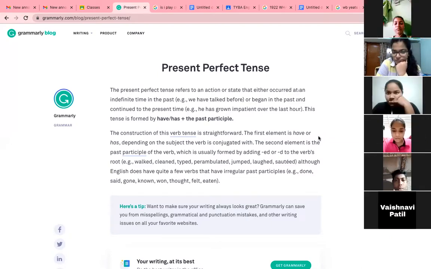The construction of this verb tense is straightforward. The first element is have or has. Depending on the subject, the verb is conjugated with the second element.